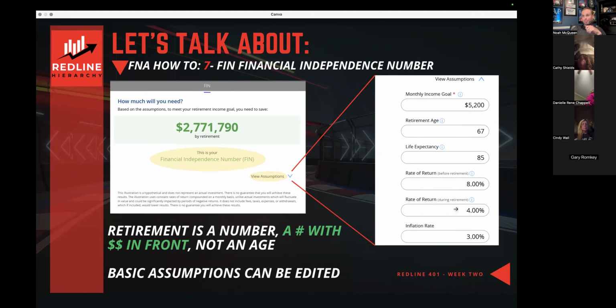4% during retirement. I don't know anybody that would move the majority of their money basically into a money market account, right? Like that's kind of wild. And so 6 is, I would say, fairly conservative still, but also very, very achievable. But you can change that to whatever you want. Or if you just leave the system alone, it'll default to 8, 4, 3, and 67 at retirement, 85 life expectancy. Okay.